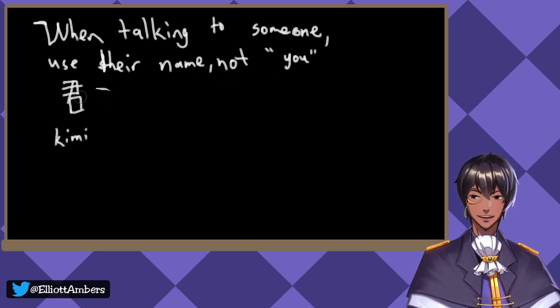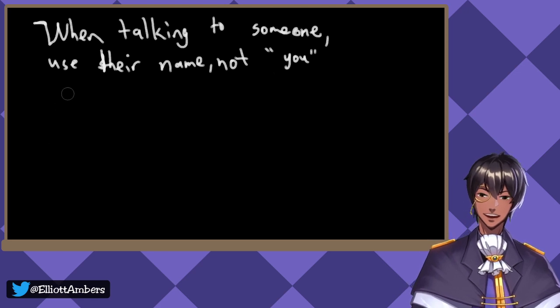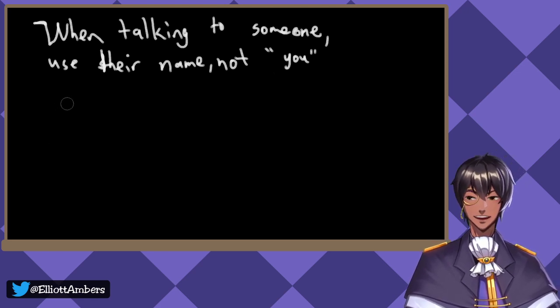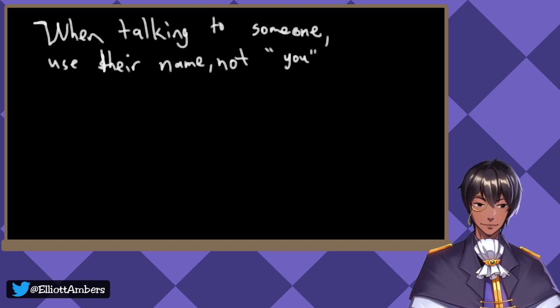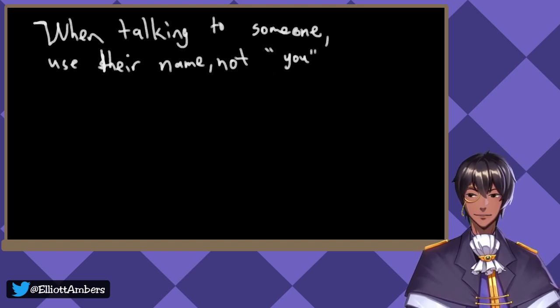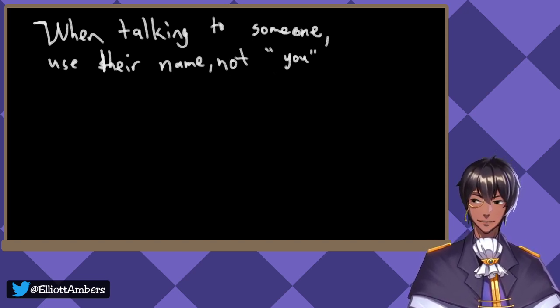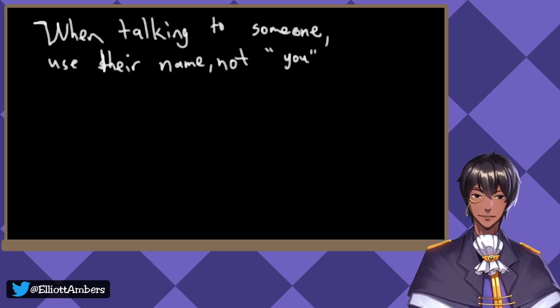But essentially what it is, right? Kimi and anata, those are words that represent you. It represents the person that you're talking to. But it's more proper to use someone's name as opposed to saying you. So as long as you know their name, you would say their name in a sentence as opposed to Kimi or anata.